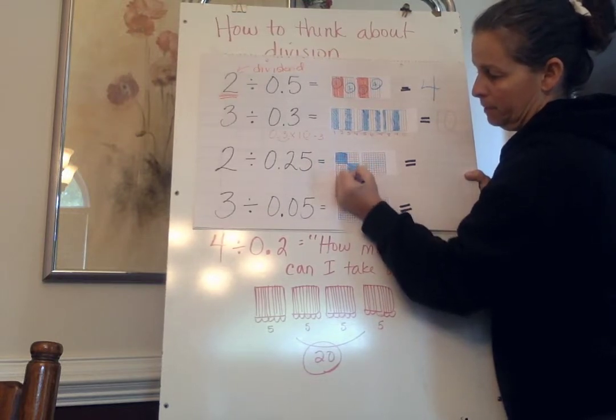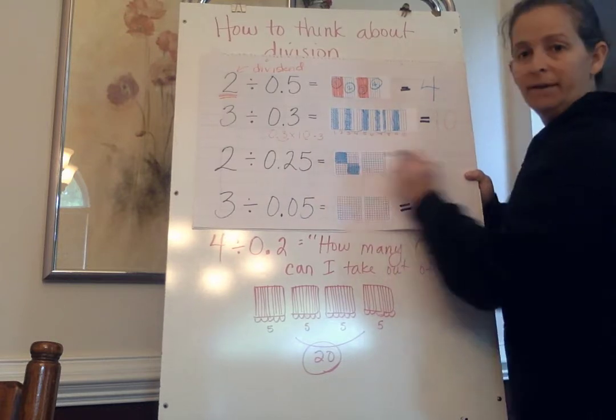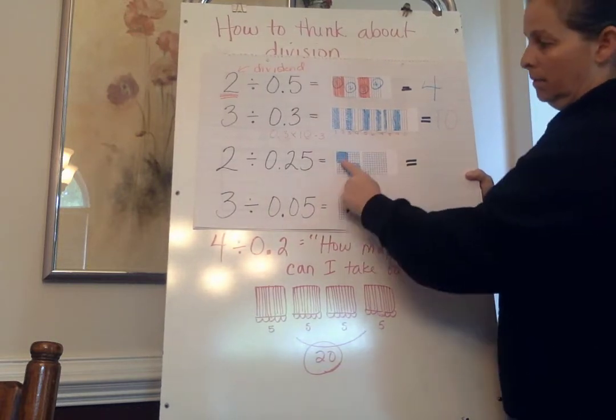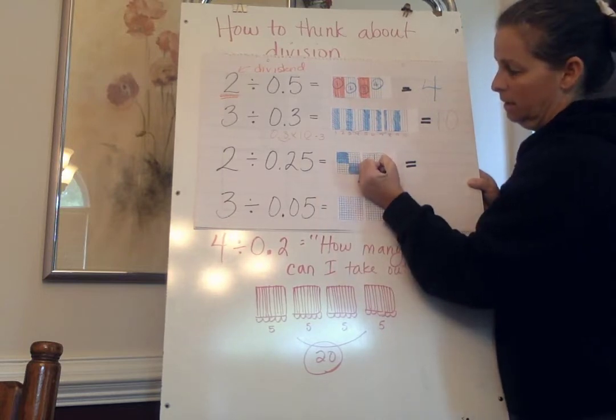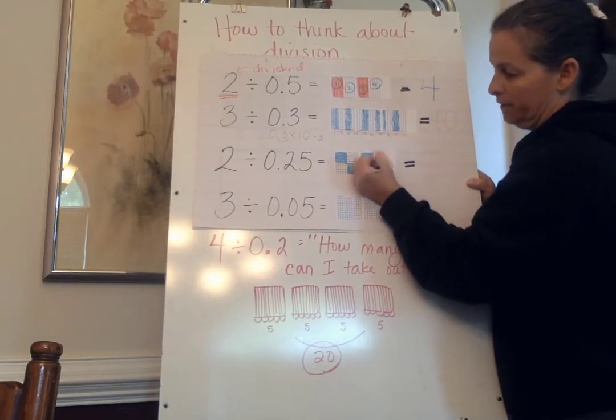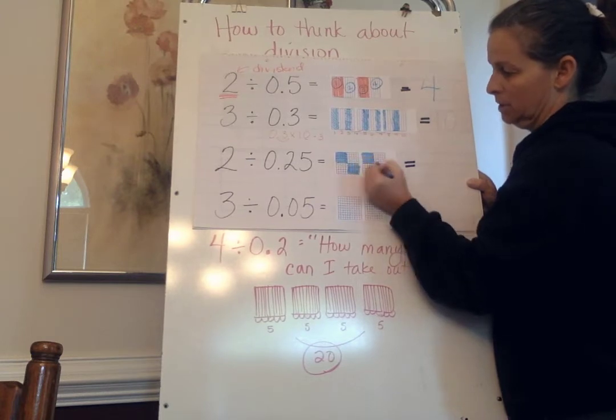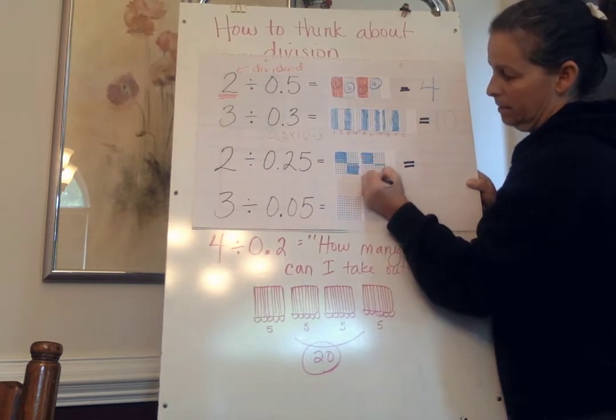And this fourth blue. So how many 25 hundredths are in one whole? 1, 2, 3, 4 of them. I'm going to do the same thing in this grid. I'm going to shade in 25 hundredths, a 5 by 5 grid in hundredths. And I'll do the same here.